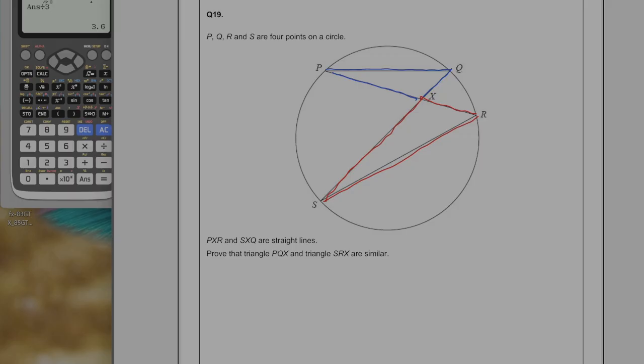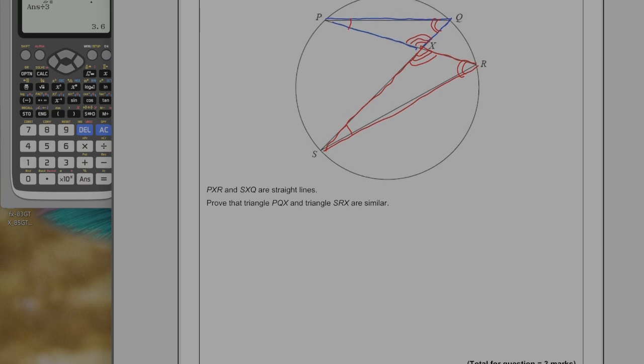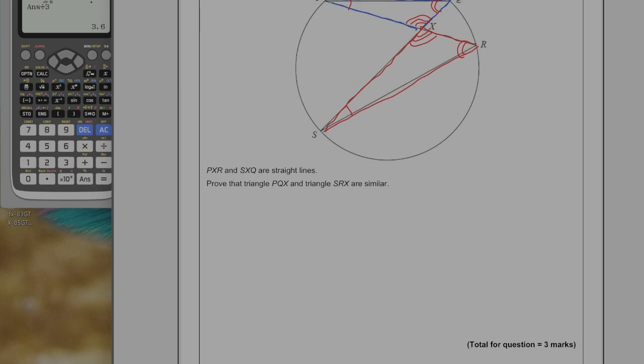Okay, so planning that then. We're going to say that these angles are equal because angles at the circumference from the same chord are equal. We're also going to say that these are equal for the same reason, and then we're going to say that this is vertically opposite. And that will prove that they're similar. There's an argument that they could be congruent, and we'd need to prove that they weren't congruent, but we don't need to do that. Right, so let's explain that then.